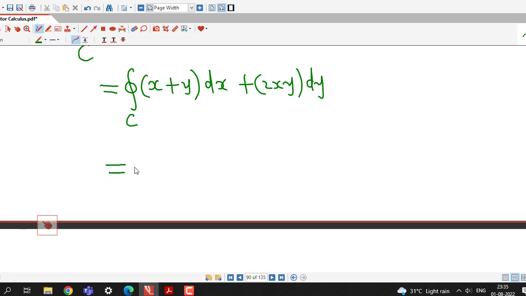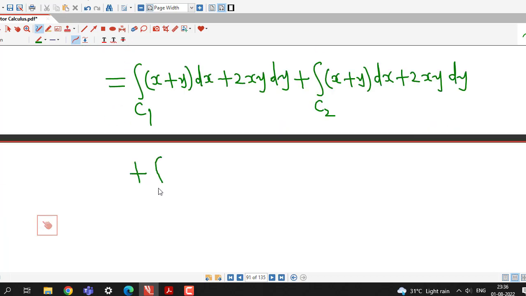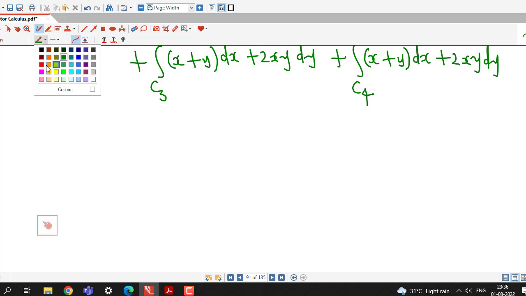Now this is equal to integral over C1 of x plus y dx plus 2xy dy, plus integral along C2, this is the same, x plus y dx plus 2xy dy, plus integral over C3 of x plus y dx plus 2xy dy, and finally integral along C4 of x plus y dx plus 2xy dy. Now we substitute for each of these curves.